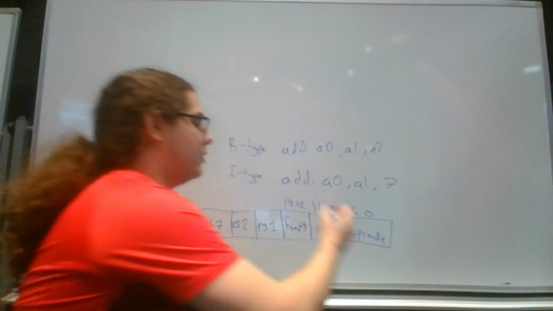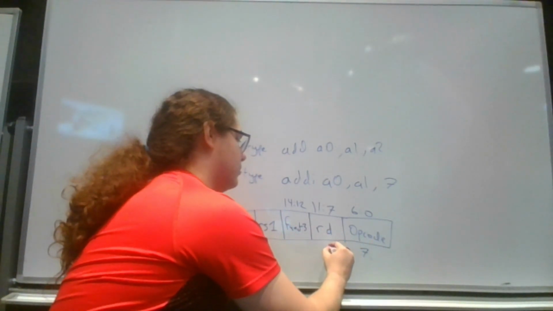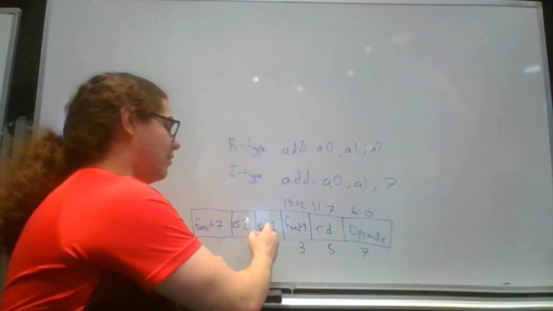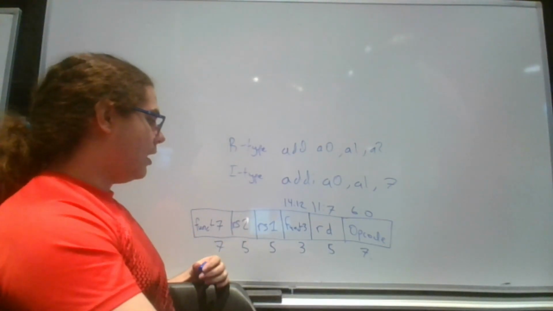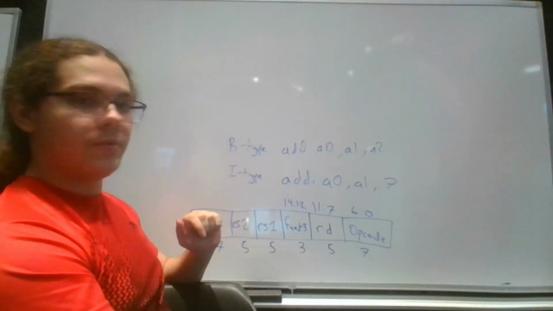Let me go ahead and write that in for these. This is 7 bits. This is 5. It's called funct3 because it's 3 bits. And then the source register is also 5 bits. 5 bits, and then this is 7. And so if we were to add all of those up, hopefully we would get 32.